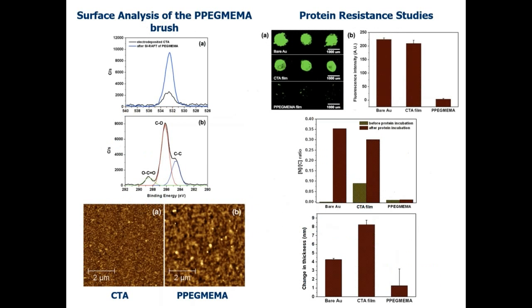Anyway, these are the methods we use to look at, in particular, or quantify the amount of protein rejected, or the protein resistance of these films.